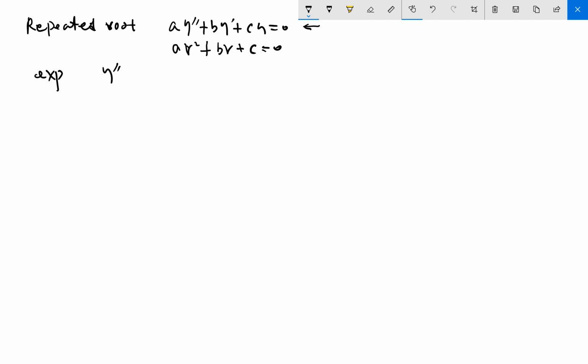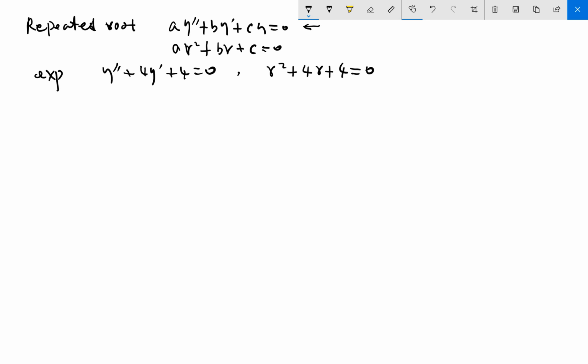y'' + 4y' + 4y = 0. Obviously, this equation is a second-order linear homogeneous equation with constant coefficients. To solve this kind of equation, the first thing we need to do is write down its characteristic equation, then find the zeros of this quadratic equation.